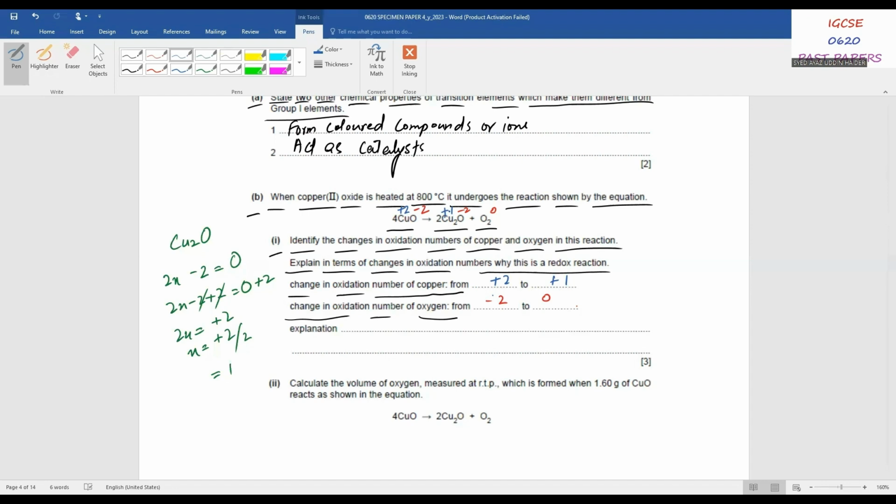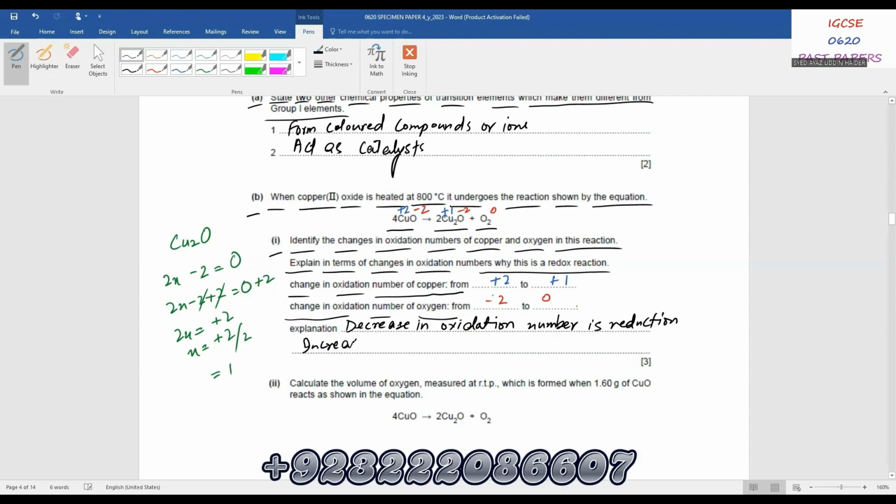So explanation will be decrease in oxidation numbers. You will write change in terms of decrease and increase in oxidation number. Decrease in oxidation number is reduction. Increase in oxidation number is oxidation.